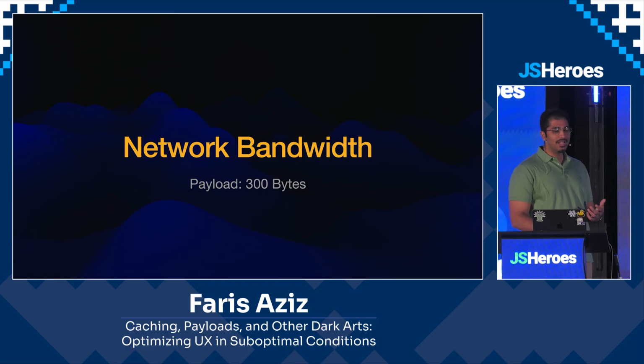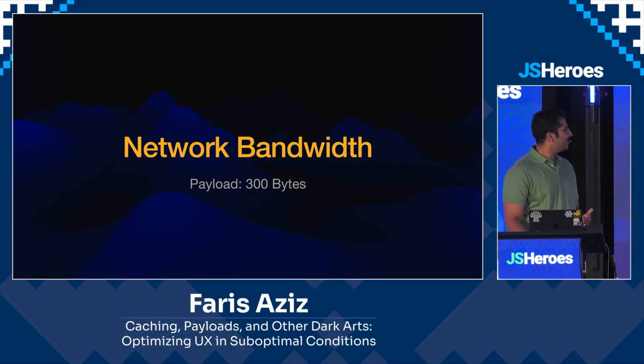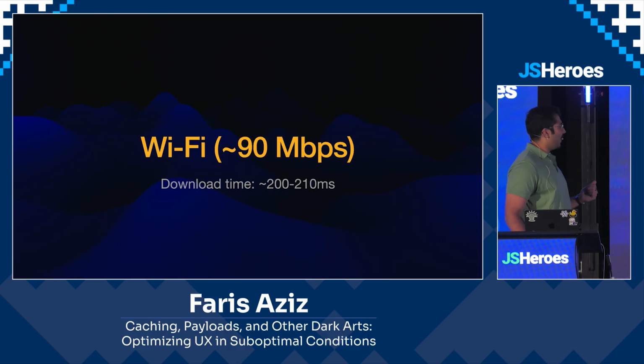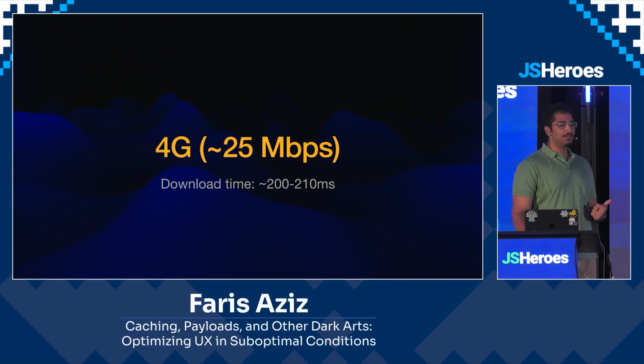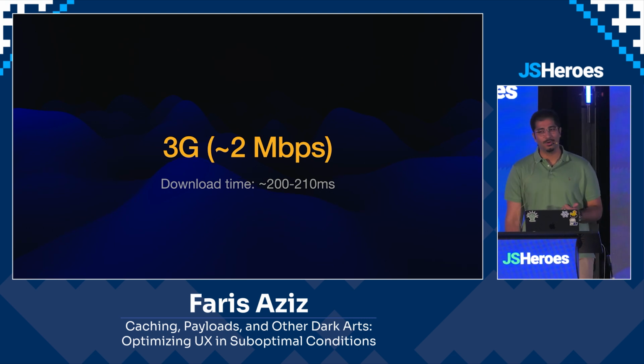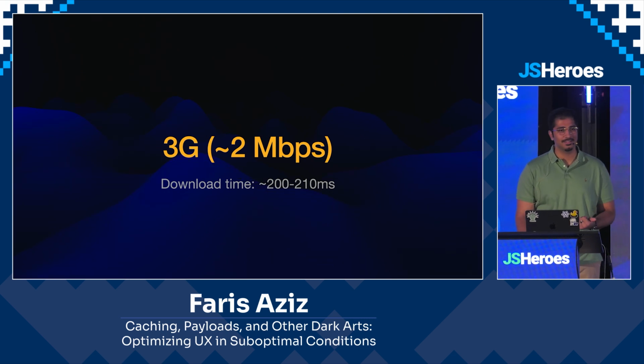Now, if we take those 300 bytes and run it through the same series of connections, Wi-Fi, 200 to 210 milliseconds. 4G, 200 to 210 milliseconds. 3G, 200 to 210 milliseconds.